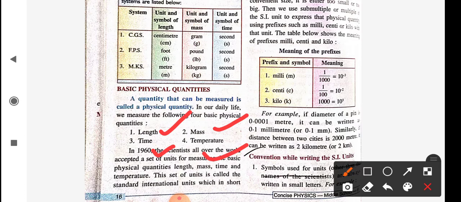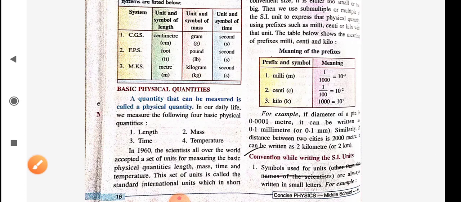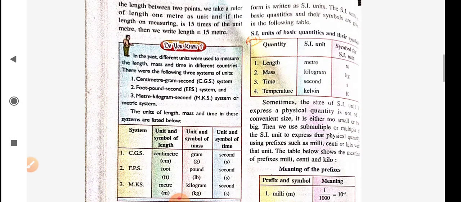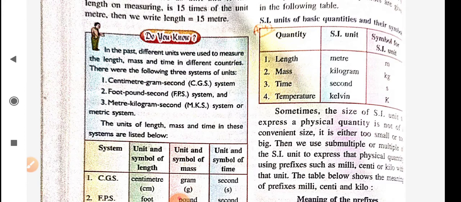Now, in 1960, the scientists all over the world accepted a set of units for measuring the basic physical quantities: length, mass, time, and temperature. This set of units is called the Standard International Unit. In short form, we can say SI unit. Now, we discuss the units and symbols of SI units.